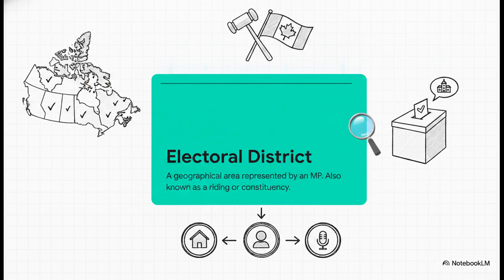But here's the classic multiple-choice test trap you need to watch out for. The exam will very often use synonyms. You absolutely must know that an electoral district is also officially known as a riding or a constituency. If a test question asks you what a riding is or what a constituency is, don't get tripped up. You need to know they mean the exact same thing. It's just the local geographical area you live in which elects one MP.